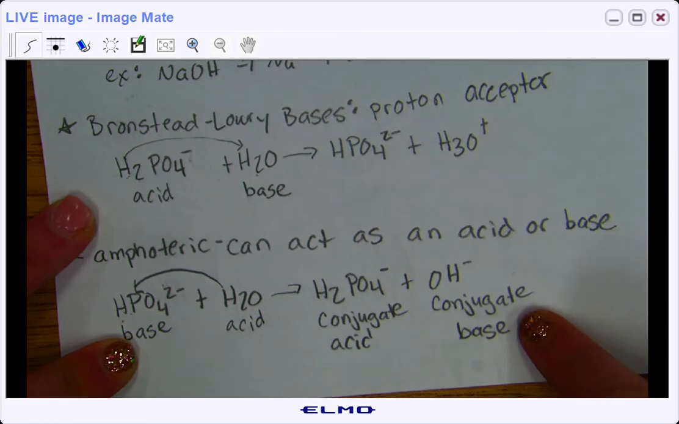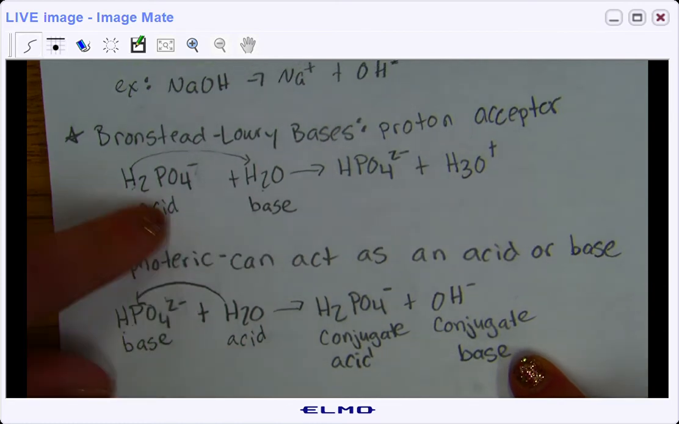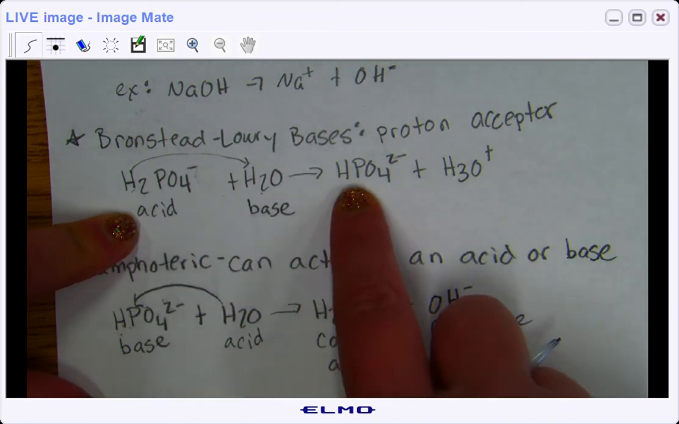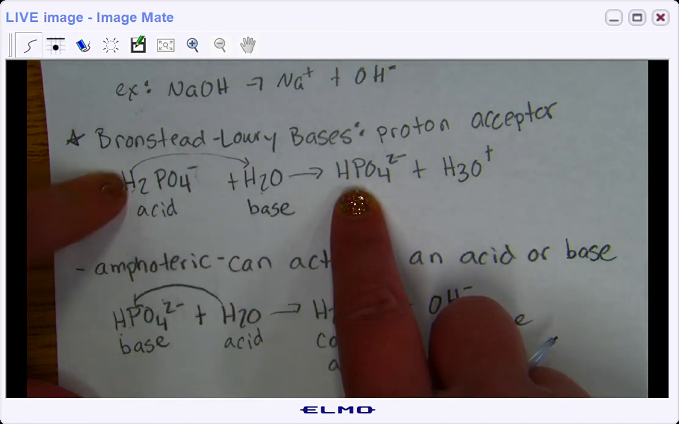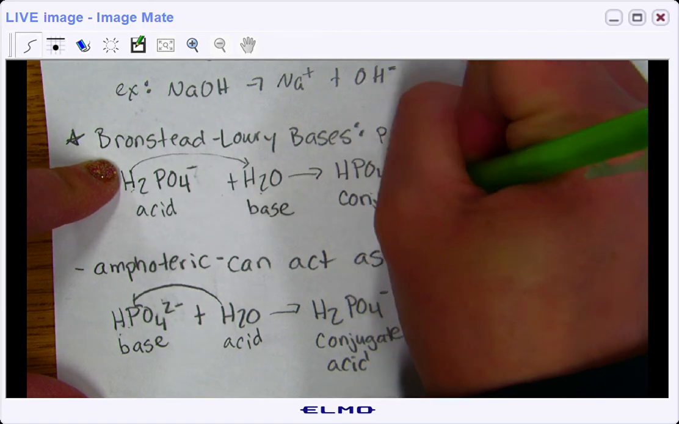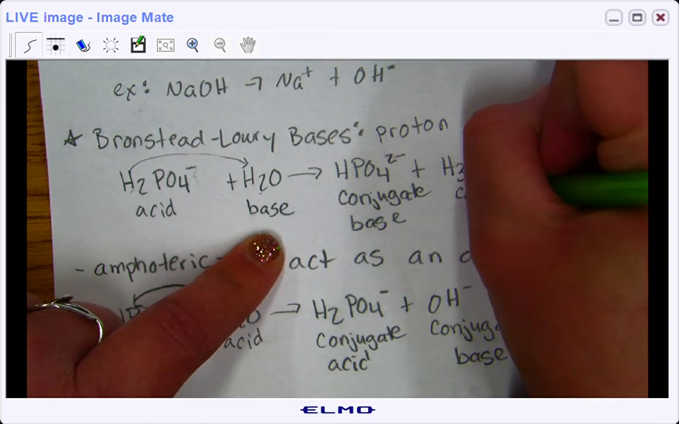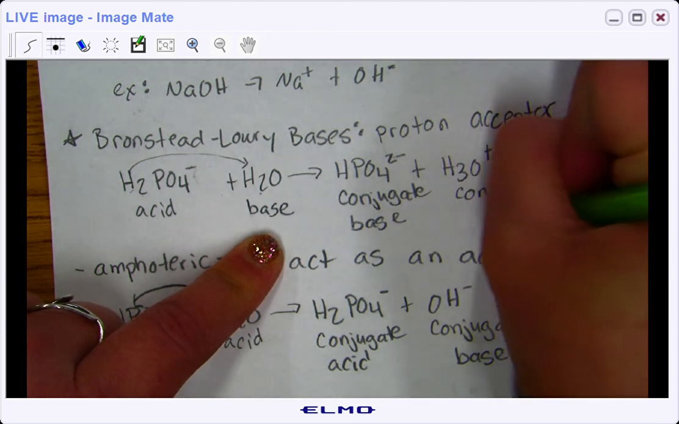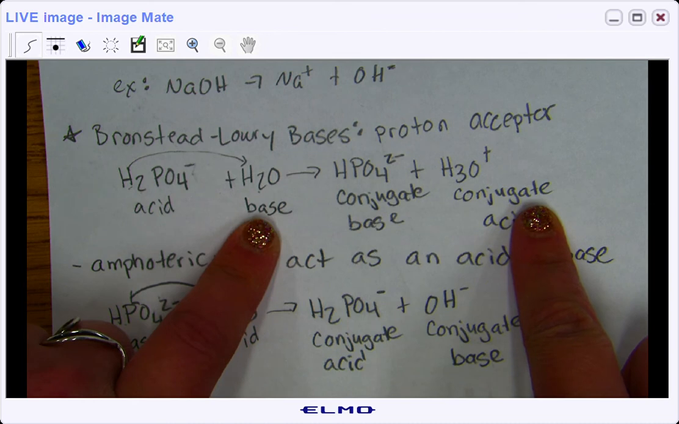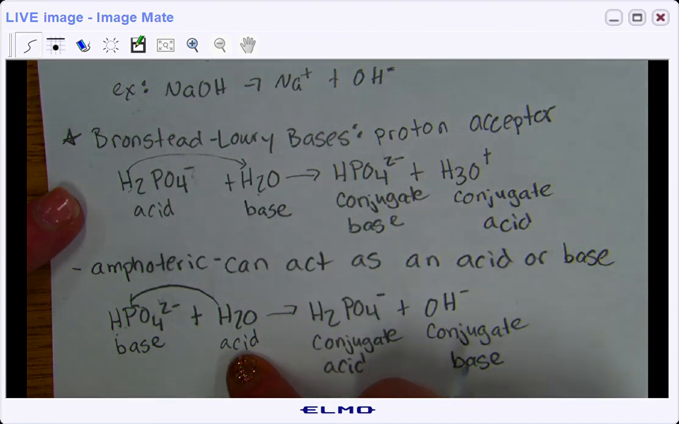So a base forms a conjugate acid, an acid forms a conjugate base, and if we were to look up here at this first example, my acid, H2PO4 minus, donates a hydrogen. So when I get rid of a hydrogen, it forms this HPO4 2 minus, which is the conjugate base. And my water became H3O plus, which is the conjugate acid. So again, my acid is forming the conjugate base. My base is forming the conjugate acid. Water is amphoteric. It can act as a base or an acid.